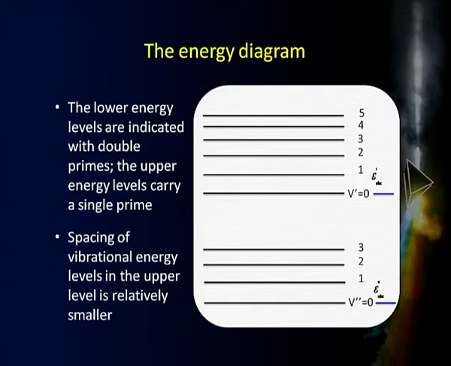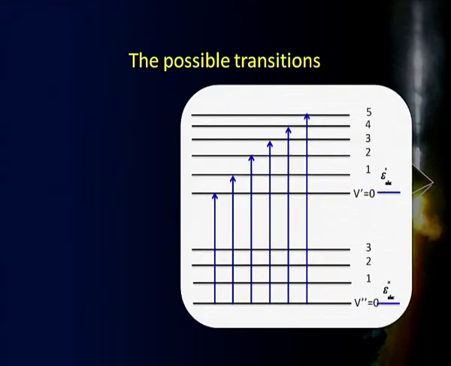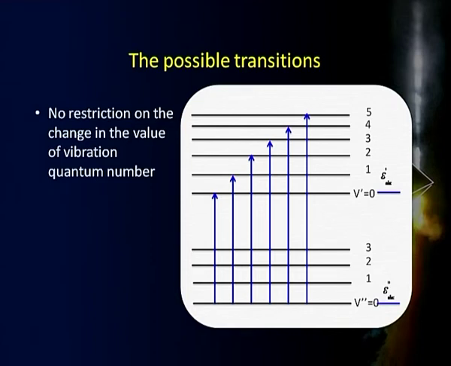Okay. Now, if this is the energy level diagram, then we have to see what kind of transitions are going to take place. When you talk about the transitions, the possible transitions are as follows. Typically there is no restriction on the change in the value of the vibration quantum number. That means you can have a transition from any vibration level to any other vibration level, because if you remember, for an anharmonic oscillator, the selection rule was that delta V is equal to 0, plus minus 1, plus minus 2, plus minus 3, and so on. That means we can have any possible transition.